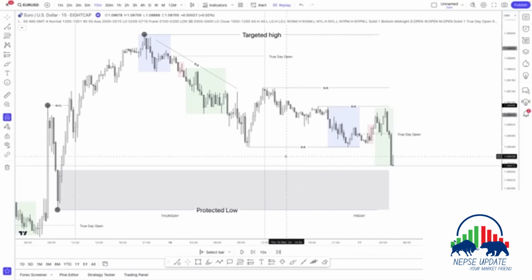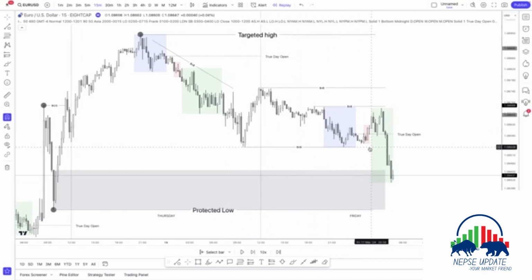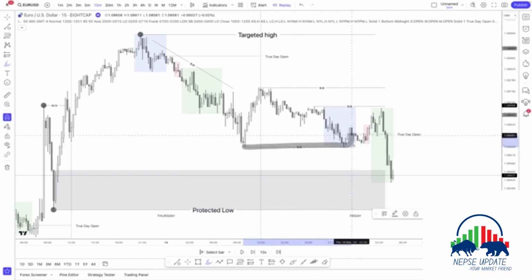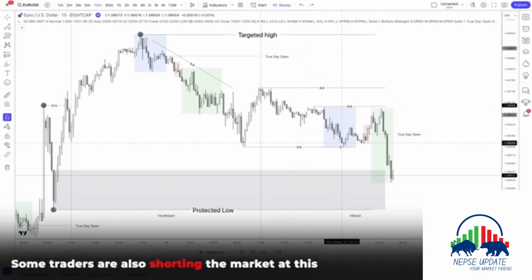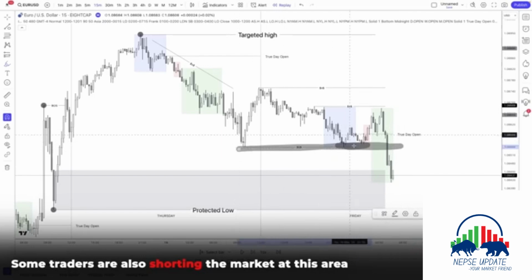So there's the run on liquidity, a very aggressive move through all of those stop losses. But not only do we have stop losses, right? We also have many traders that look at this important level that's now being broken. And what are they doing? They are shorting the market, right? Because they've seen this important level be broken.